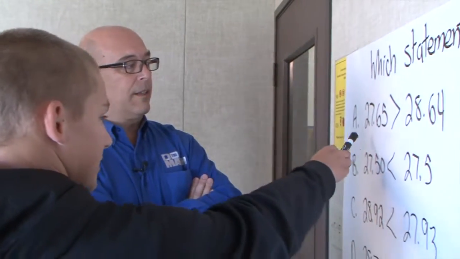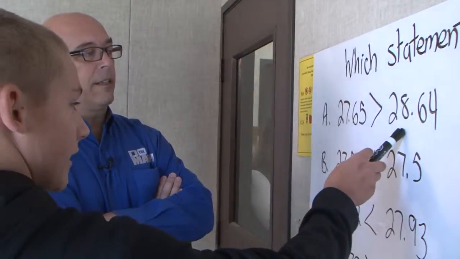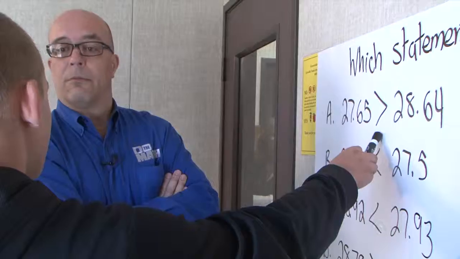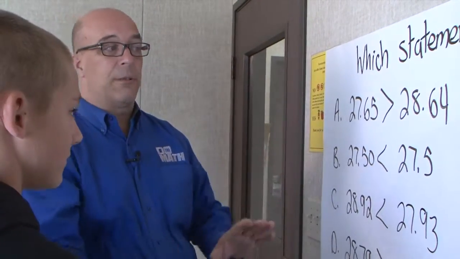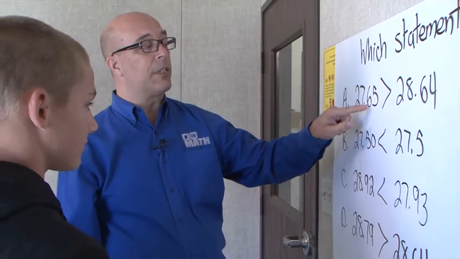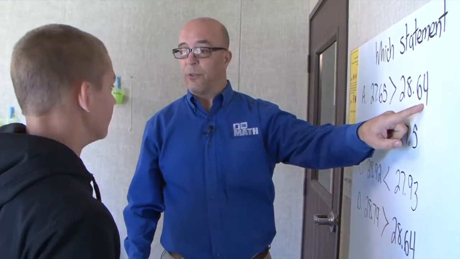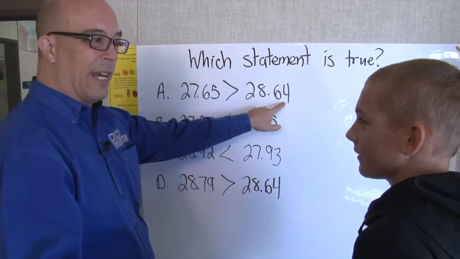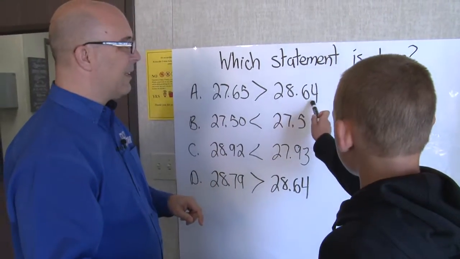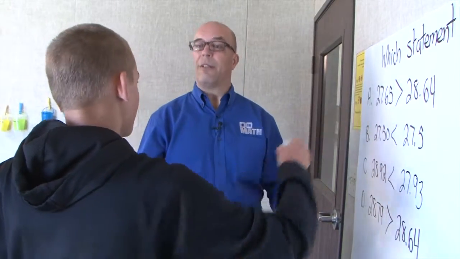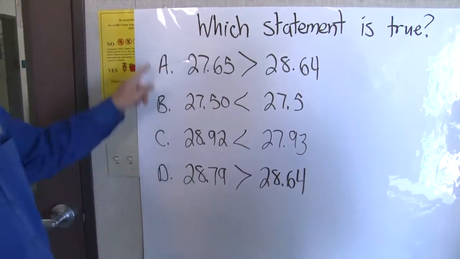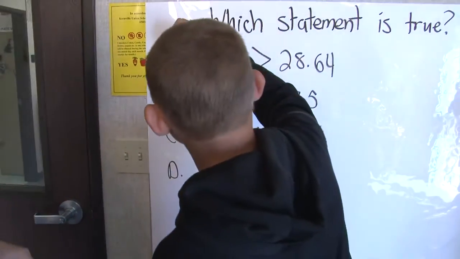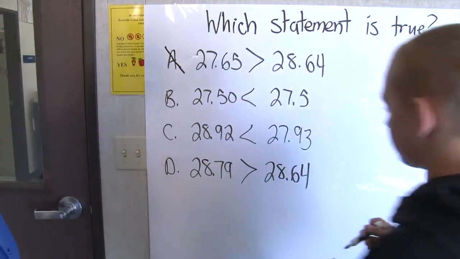For A, I see 27 and 28, so I know this one can't be true. Right, because 28 is obviously bigger than 27. And the reason it's up here is because sometimes students will look at it and go, 65 is bigger than 64. But why can't we do that? Because it's just a decimal number. Right, you have to look at the whole number first. Okay, so A's out of here. So let's go ahead and just put a slash through A so we know that's not the right answer. All right. What about B?